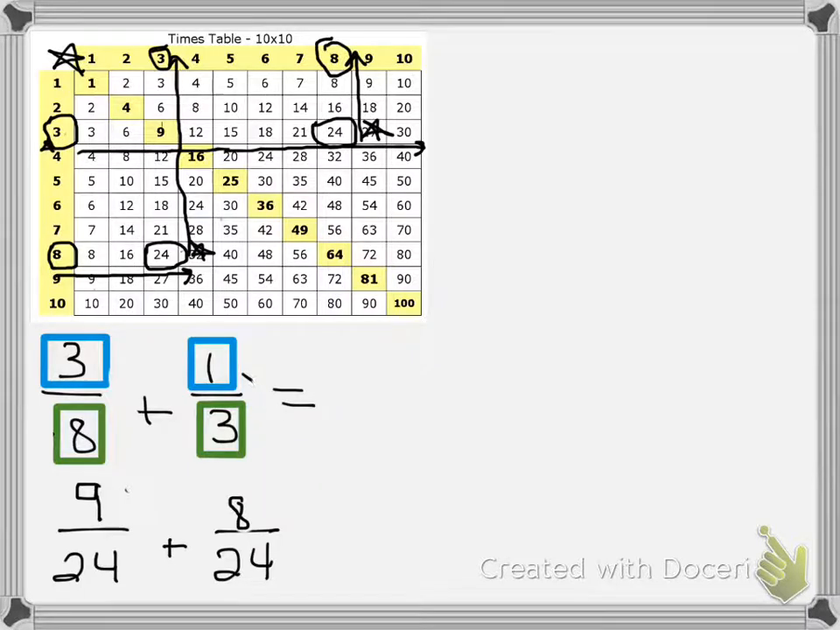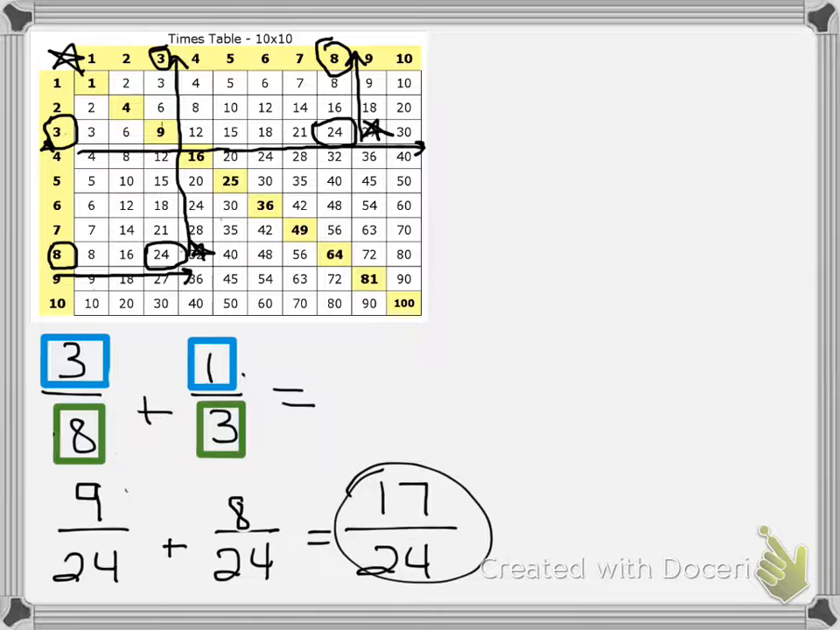So now that I have a common denominator of 24, I can go ahead and just add. So I'm going to start with my denominator. I know that when I add and subtract fractions, my denominator does not change. And then I can just add 9 plus 8, and I know that 9 plus 8 is 17. So now I know that 3 over 8 plus 1 over 3 is equal to 17 over 24.